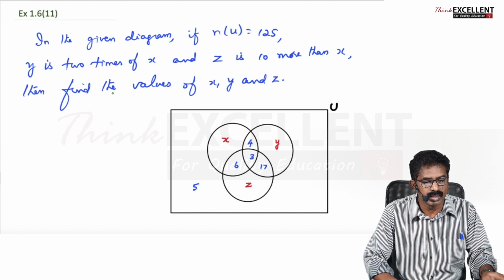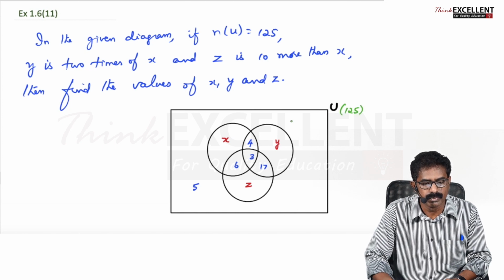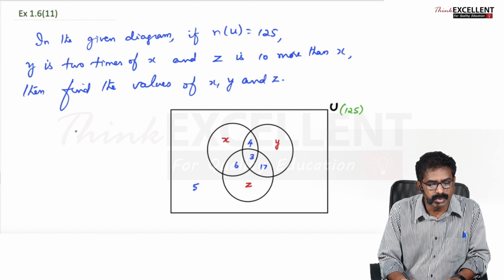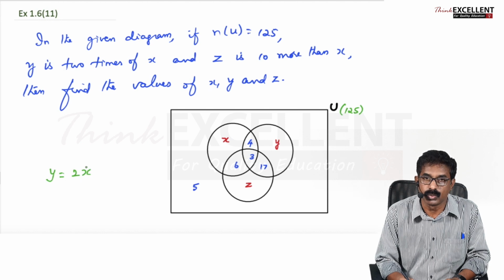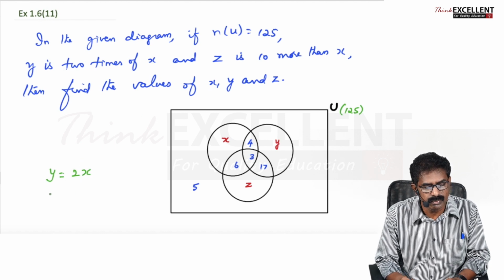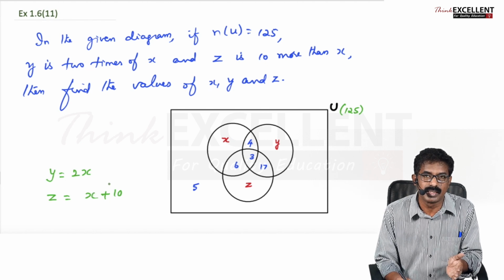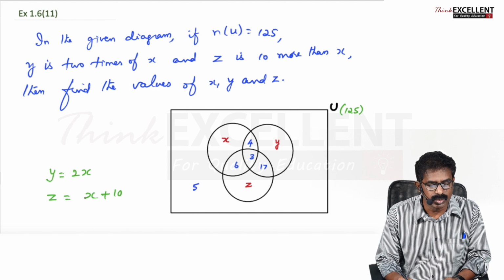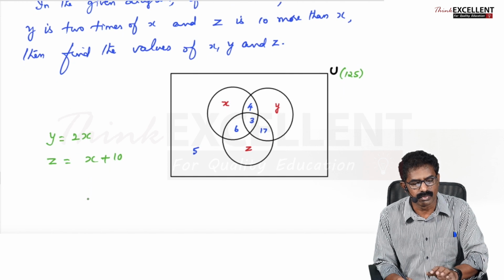Listen carefully what is given here. In the given diagram, n of u is 125. So total n of u is 125. Y is 2 times of x, that is 2 into x, right? And z is 10 more than x, so plus 10. Suppose if they say 10 less, you write x minus 10, right? So 10 more than x. Then find the values of x, y, z, that's all.